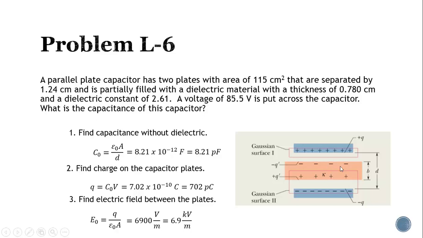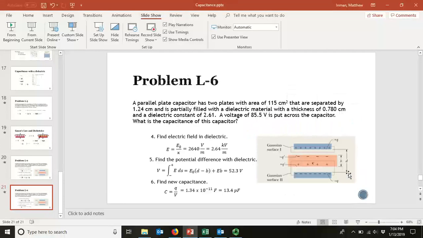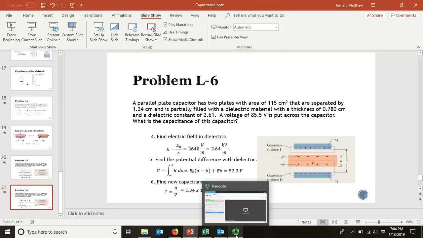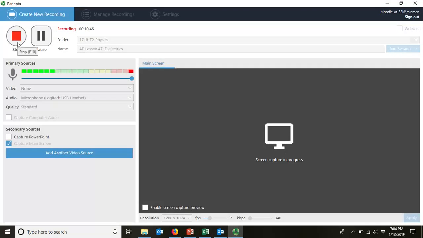Now, it doesn't matter in this calculation if this dielectric is in the middle, or if it's on one side or on the other side, or offset. As long as there's a dielectric with a thickness of 0.78 centimeters, this calculation would work. So that's kind of a quick overview of dielectrics and how those play a role in capacitors.